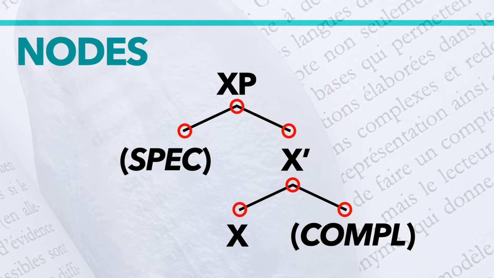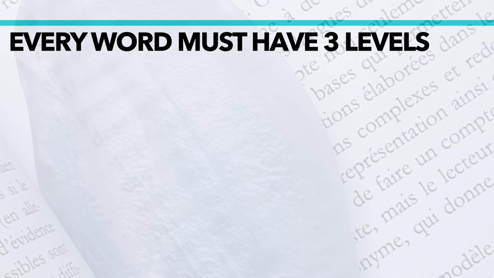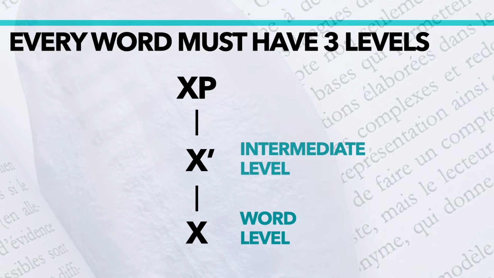Okay, before we draw a syntactic tree, you must remember one big principle. Every word must have 3 levels. Well, what does it mean? Every word must have 3 levels, which are word levels, intermediate levels, and phrasal levels.